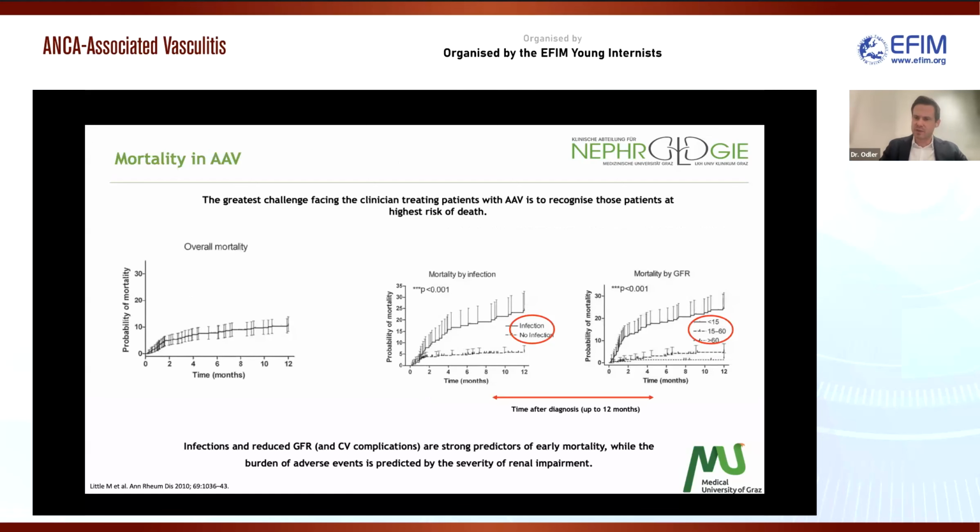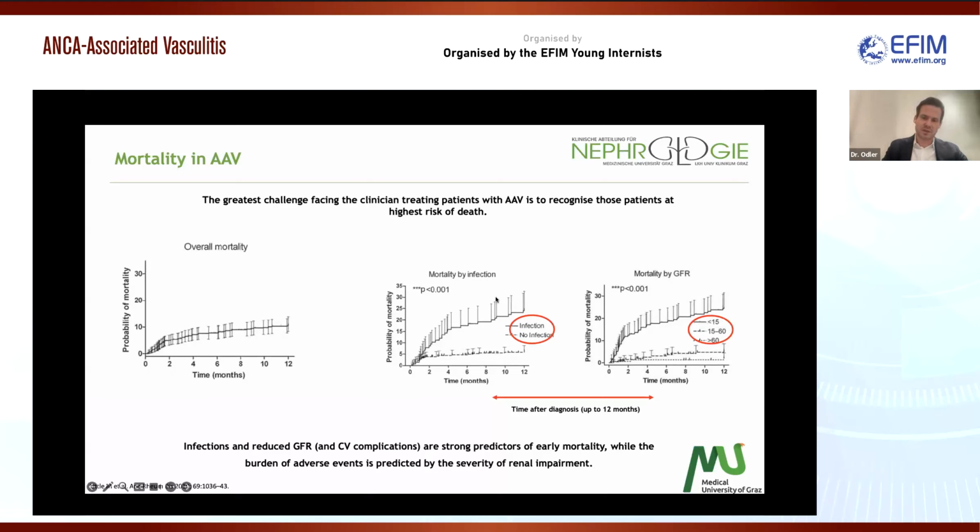And why is it important to diagnose ANCA-associated vasculitis as soon as possible? We know from large clinical trials and epidemiological studies that, unfortunately, our patients with ANCA-associated vasculitis are facing much higher mortality rates as compared to the general population. And we also know that infections and impaired kidney function, as well as cardiovascular complications, are strong predictors of early mortality in this patient population.